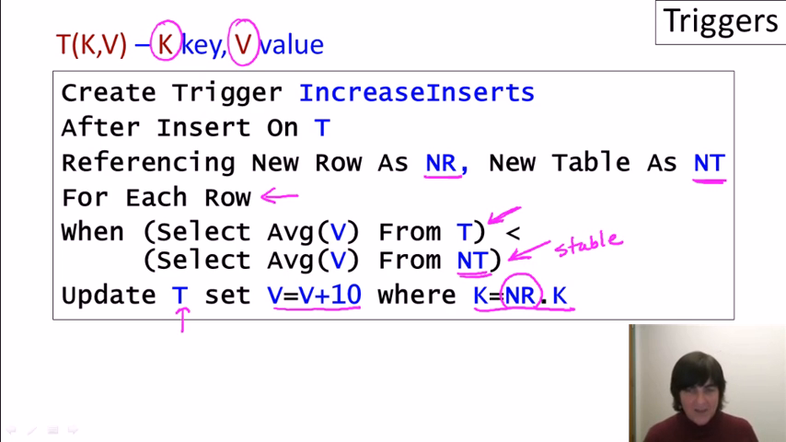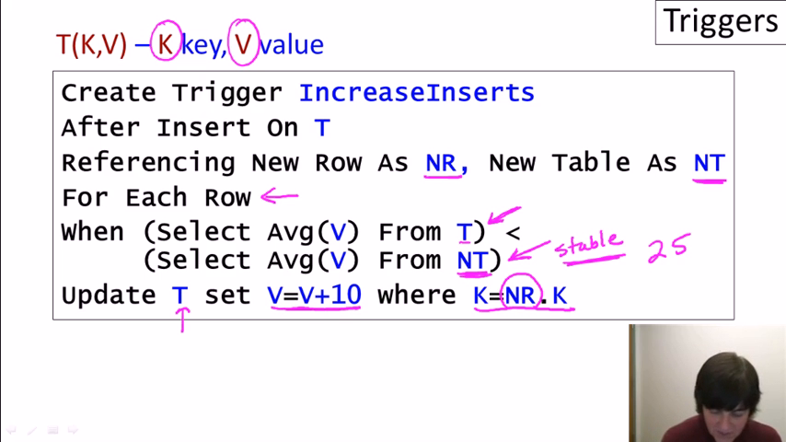Okay, this is really, really tricky. I'm trying to demonstrate a bunch of things here. So let's back off and think again for a minute about what happened. We inserted a whole bunch of tuples. After we inserted those tuples, we first determined what the average value is of the inserted tuples. That's this average value here. Let's say it's 25. Then for each inserted tuple, we check: is the current average in T less than 25? If it is, we're going to update that tuple that was inserted to be 10 greater, and that's going to be the end of that activation.